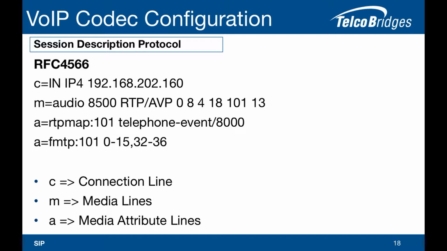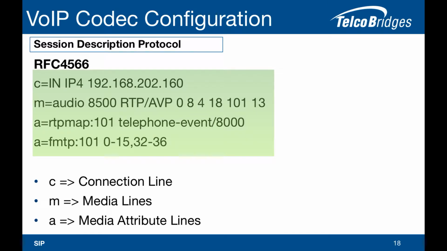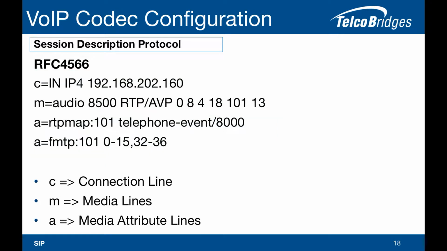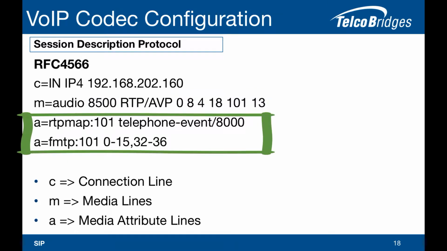The Session Description Protocol, or SDP, is a format for describing the media. It is intended for describing the media session profile such as connection and media information. For simplicity, we will focus on some parameters of the c, m, and a lines. The connection line defines the connection IP used for receiving and sending RTP. The media line defines the transport port and the codec payload types supported. And the media attribute lines define supplementary information for each codec.